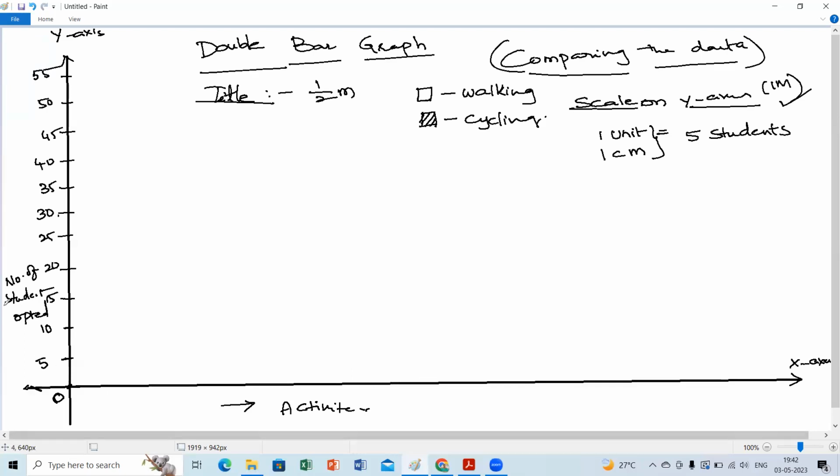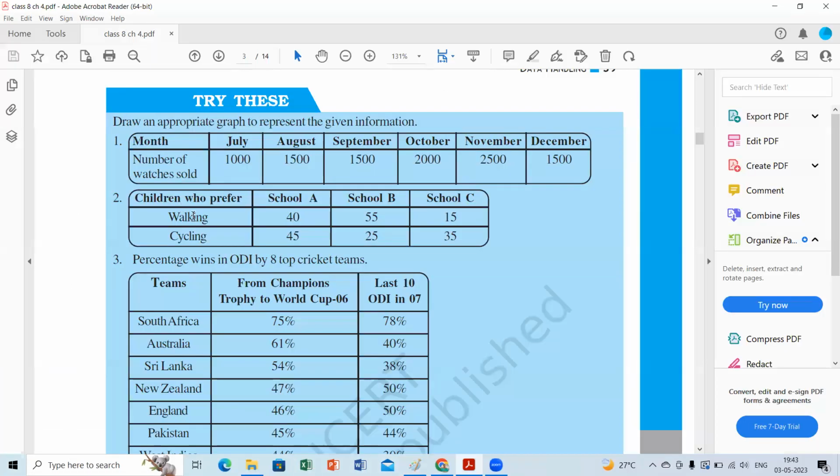Right. Now, double bar graph. Walking and cycling, two activities we need to compare, children, from school A, from school B, from school C. There are three schools. We need to compare three schools by mode of transport, like walking or cycling activities. You are using your own words.